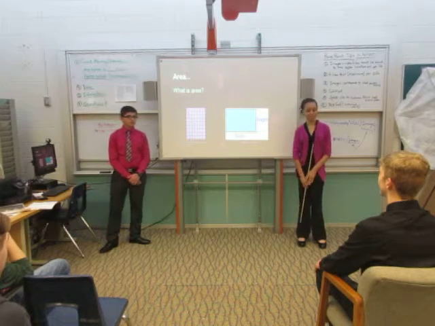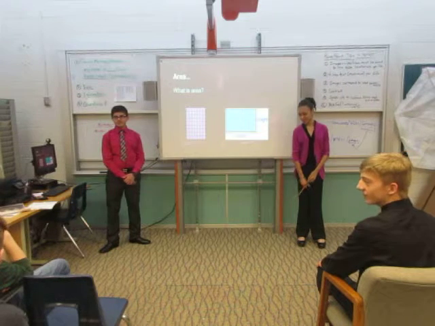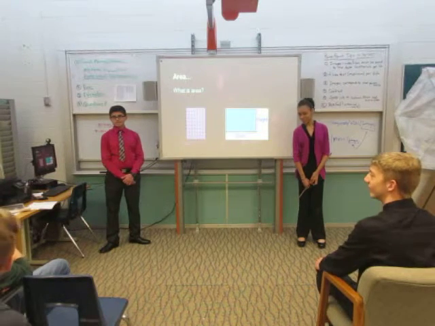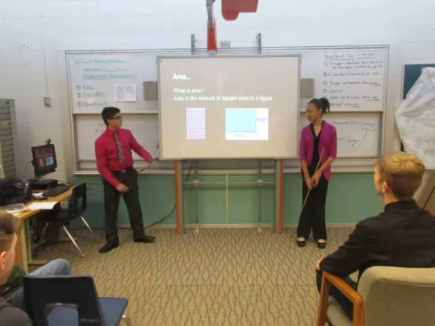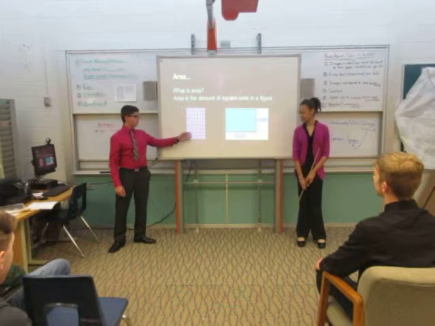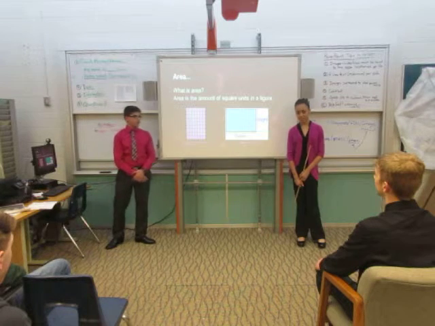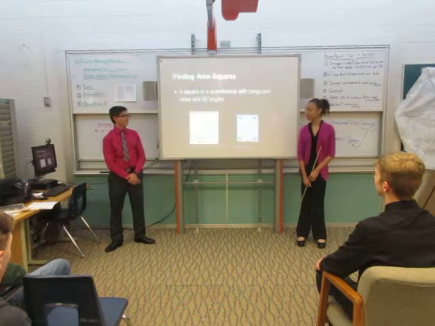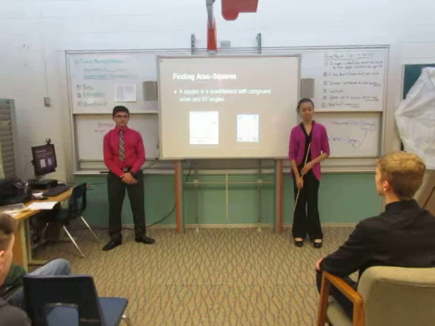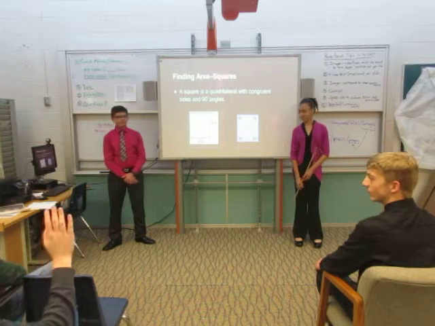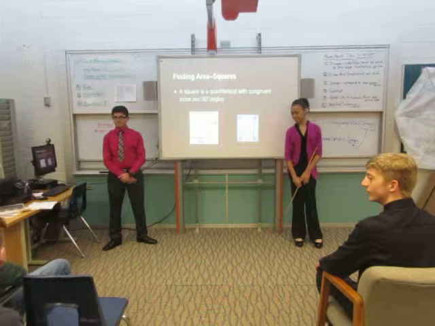Does anyone know what area is? That's basically the base times the height. So in this figure, in the triangle or the rectangle, the square units represent the area that covers the triangle or the rectangle. A square is a quadrilateral with all congruent sides and 90-degree angles. Does anyone know the area formula for a square? It's the side length squared.